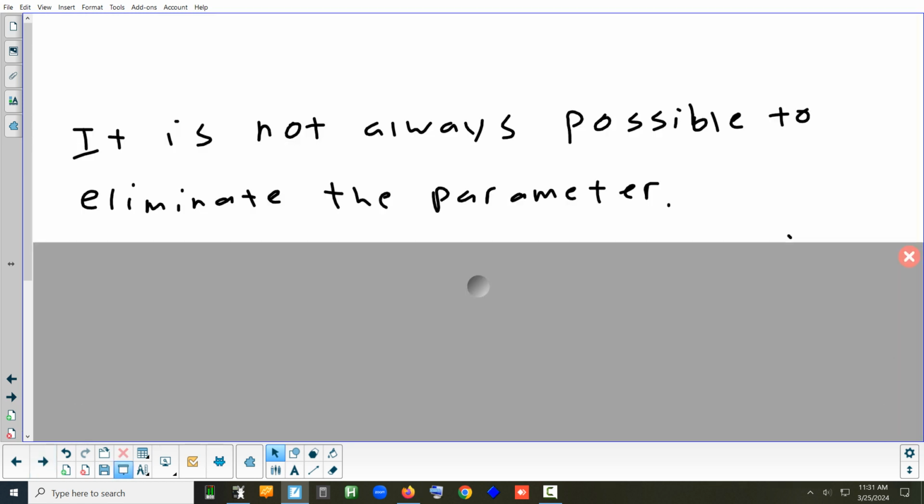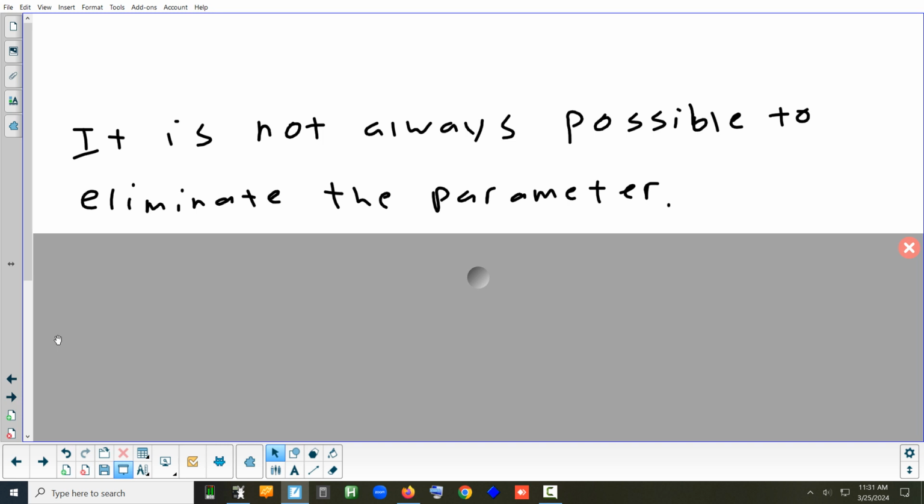Now, what we just did is not always possible to do. There are some equations I could give you that you could not get t by itself. Okay, try getting t by itself in this equation.